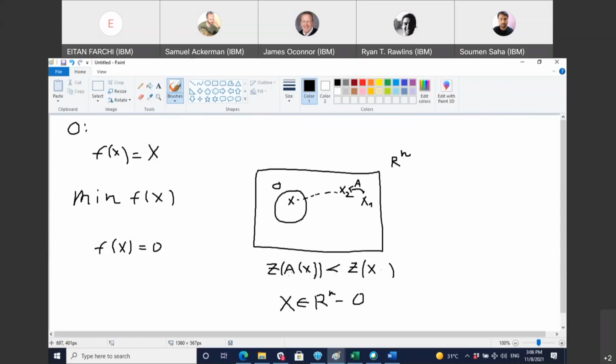Okay. Now, if I'm inside the set I want to get to, so for points that are inside the set I want to get to, then z is going to maybe not become smaller. So it's going to be less than or equal.